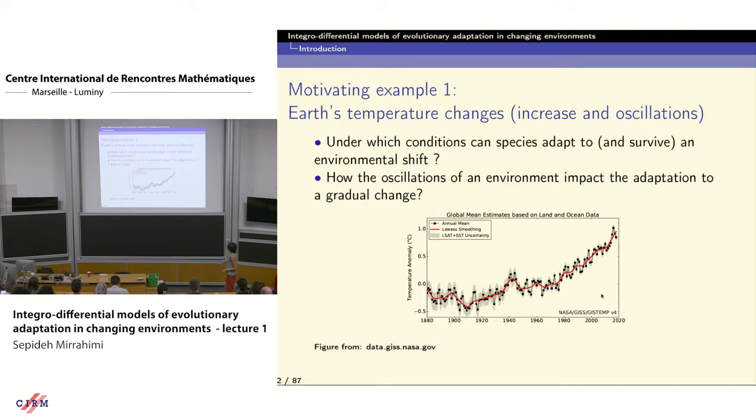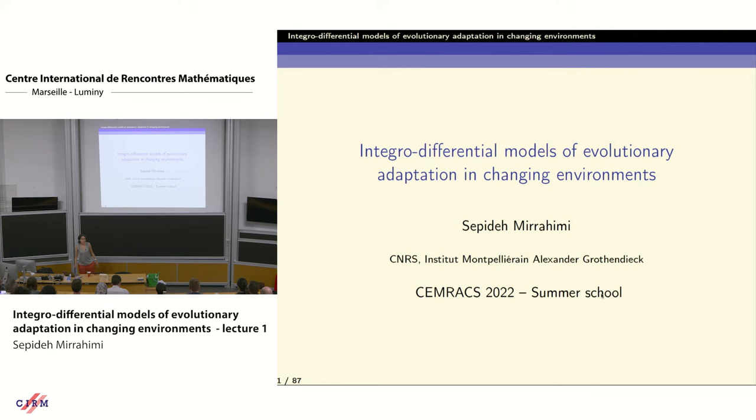Oh, okay. So I will talk about some integro-differential models of evolutionary adaptation of populations in changing environments, and we will try to see how to model, analyze and describe the dynamics of populations in changing environments from the point of view of evolution. How would the genetic structure or phenotypic structure of a population evolve in a changing environment? Okay? I will start with some biological examples, some biological motivations.